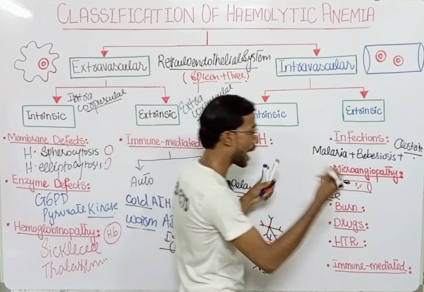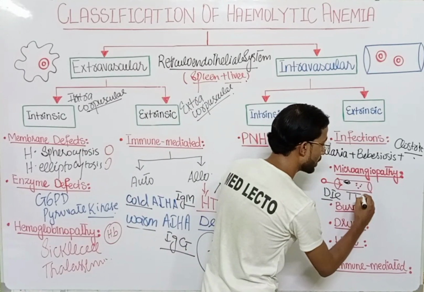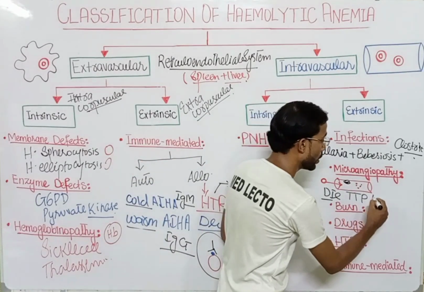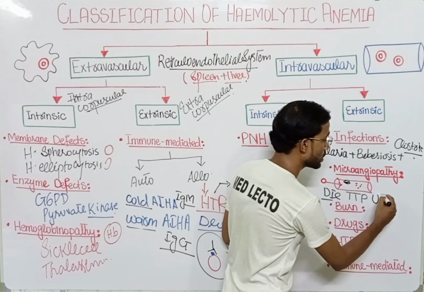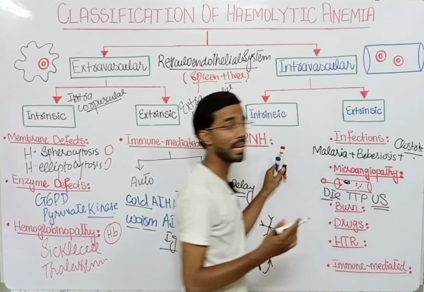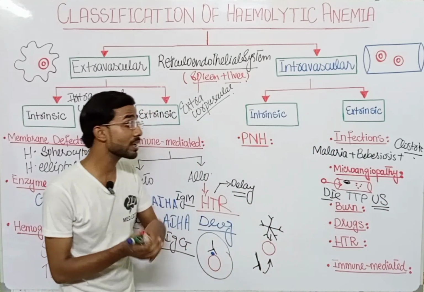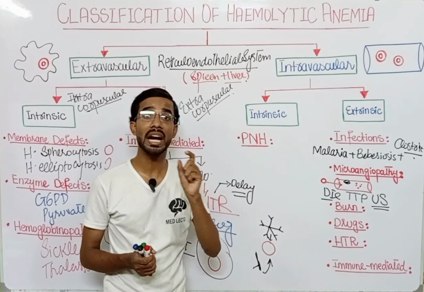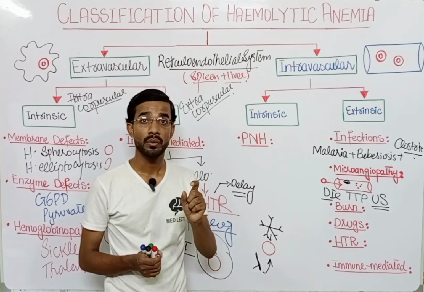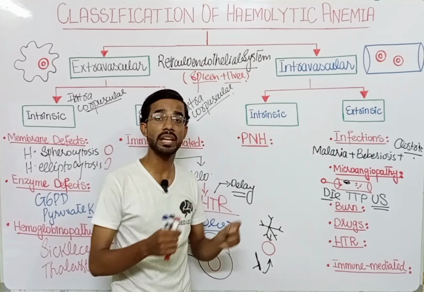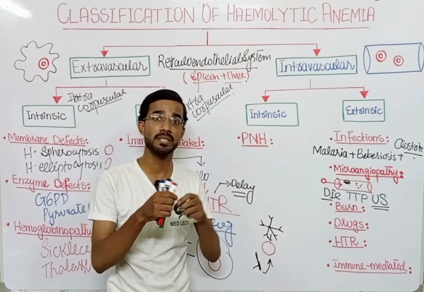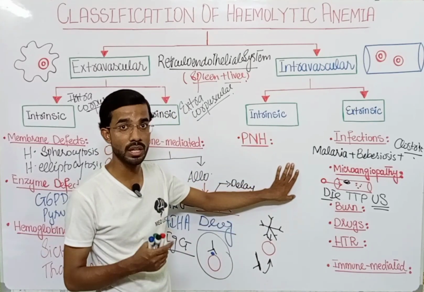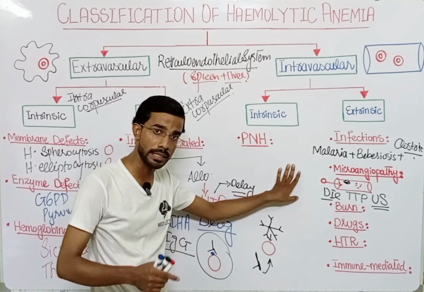So this can also happen in TTP, thrombotic thrombocytopenic purpura, and hemolytic uremic syndrome. So here are basically the different situations. And you can also see cardiac hemolysis. When you see an artificial heart valve, when the RBCs touch the artificial heart valve, then the RBCs will break down. So this is actually a different situation that happens inside the blood vessel.